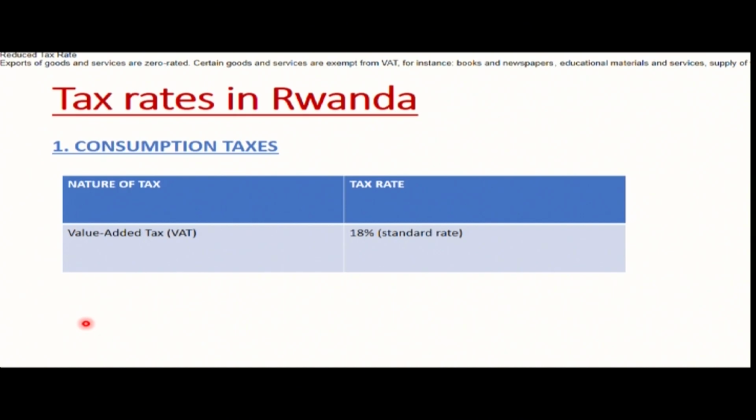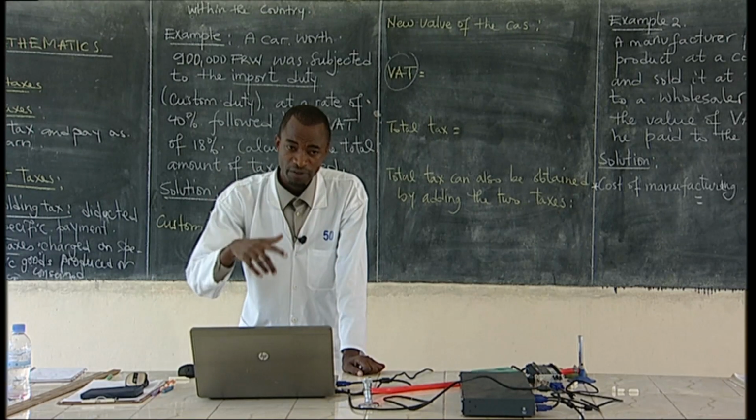When you look at what we call the tax rates, every tax has its own rate. And in Rwanda, we have different types of tax rates. From this first one called the consumption taxes, when you read from the screen, we have the nature of tax. We actually call it the value-added tax. This is what you will hear people talking about very often. And the way the government charges it, it's 18%. And remember, it's called the value-added tax.